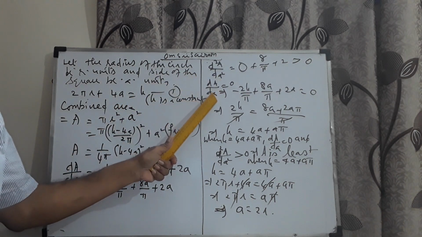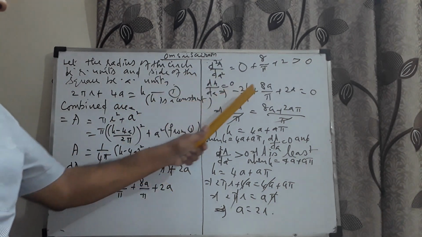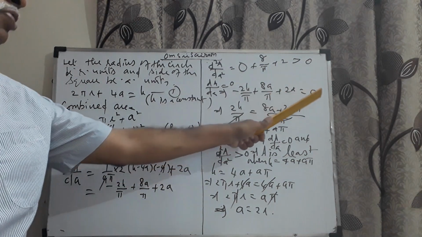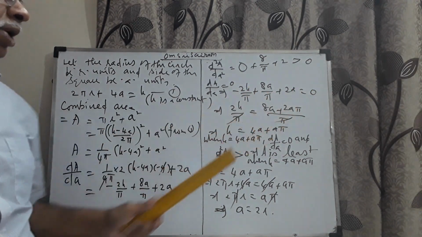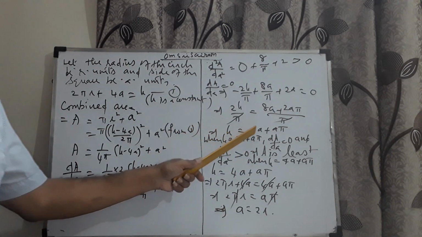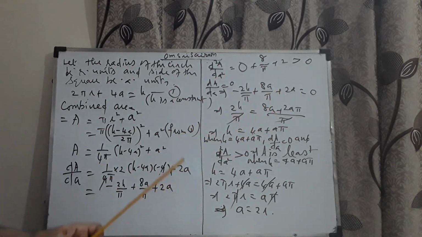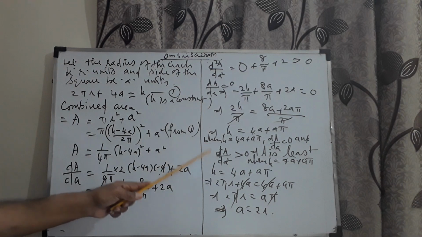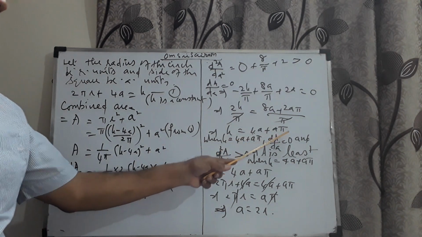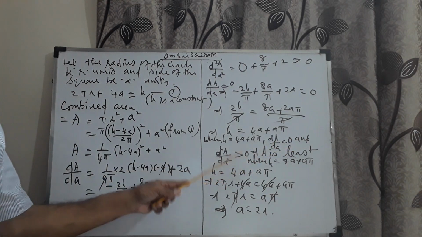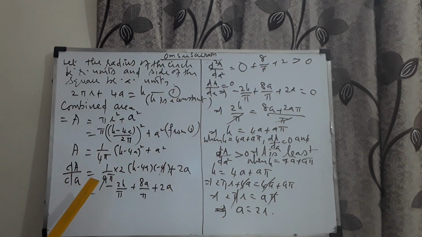Equating dA by da equal to 0, I end up with minus 2k by pi plus 8a by pi plus 2a is equal to 0. 2k by pi is equal to 8a plus 2a pi by pi. Pi gets cancelled. k is equal to 4a plus a pi, dividing throughout by 2. Therefore, take down and write the condition specifically. When k is equal to 4a plus a pi, first derivative is 0, second derivative is positive for capital A with respect to small a.